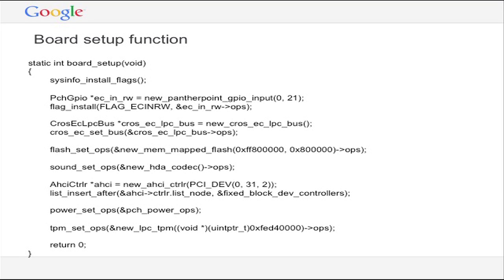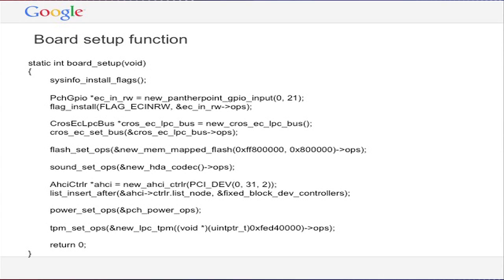Then that's set up. Then, as I was mentioning before, there's an interface for talking to flash, and so a driver is allocated for the memory map flash, and that's installed. Then the sound driver is installed. The storage driver is set up and attached to the list of storage devices. Power is set up, and then the TPM is set up.